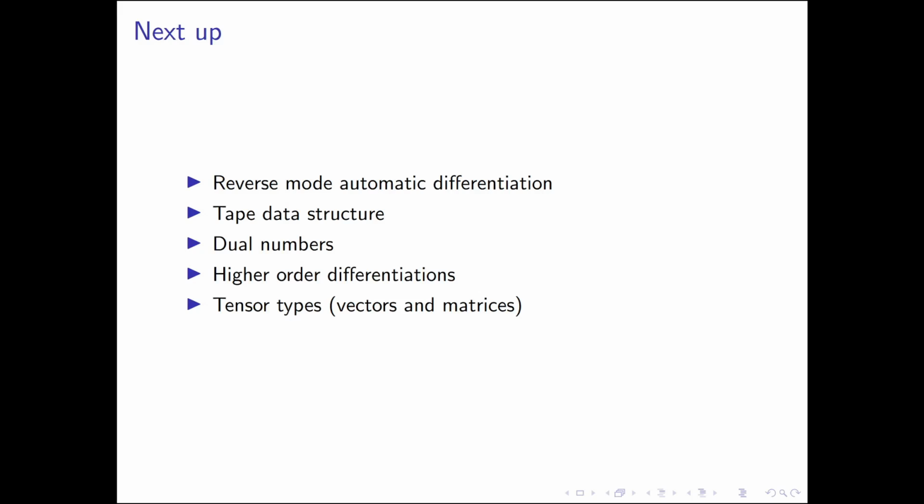That's it for today, but I plan to cover the following topics in future videos. Reverse mode automatic differentiation is an important technique for optimization problems, where the number of input variables is much more than the output. Tape data structure is a technique to implement reverse mode AD in a very efficient way. Dual numbers are sometimes used to compute forward mode AD without using much memory, but it has its own challenges.